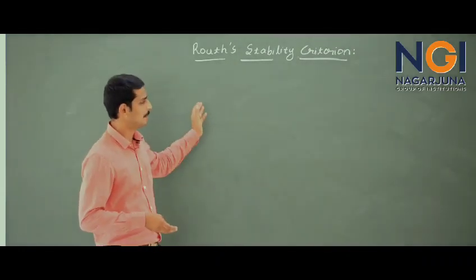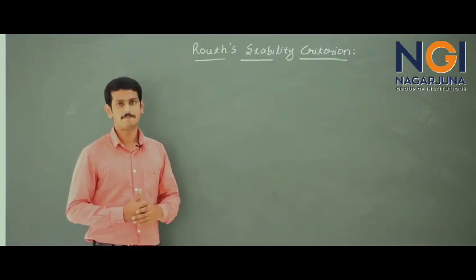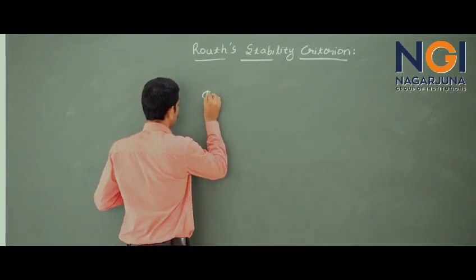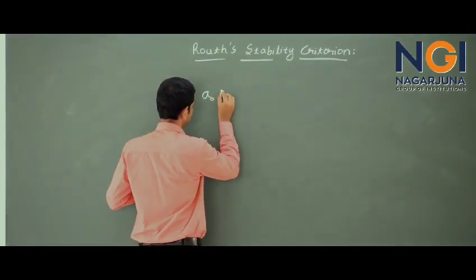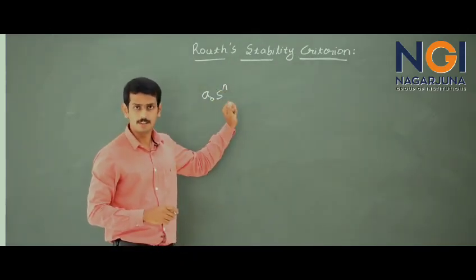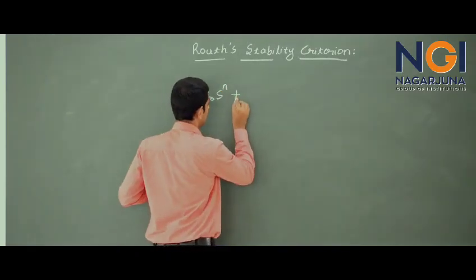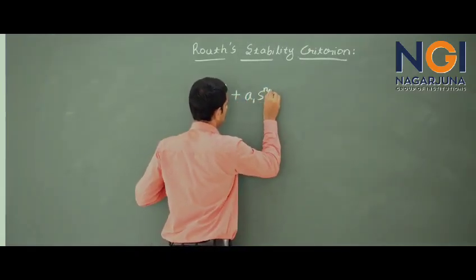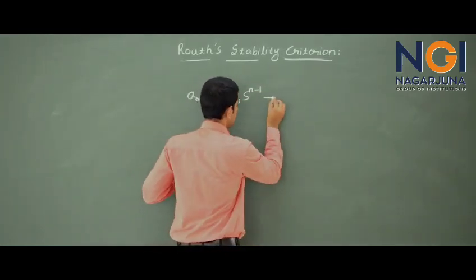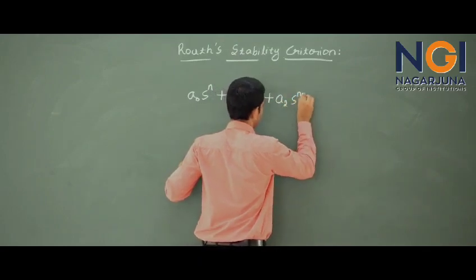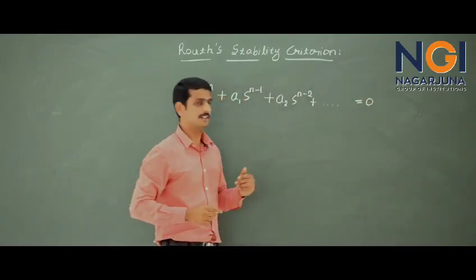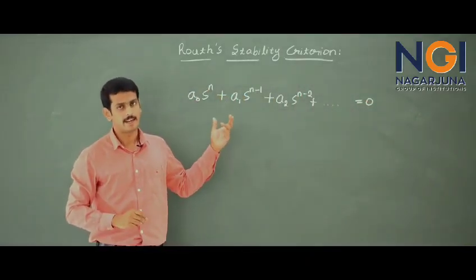As an example, first I will consider the general form of a characteristic equation. The characteristic equation will be in the form of a0 into s power n, where n represents the maximum order of the characteristic equation, plus a1 into s power n minus 1. Continuously the order of s is going to decrease, so a2 into s power n minus 2, and so on until the end, is equal to 0. This equation represents the general form of the characteristic equation.